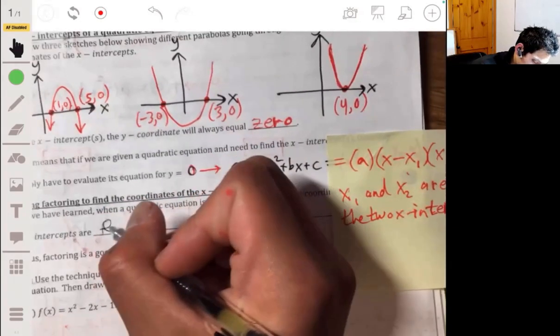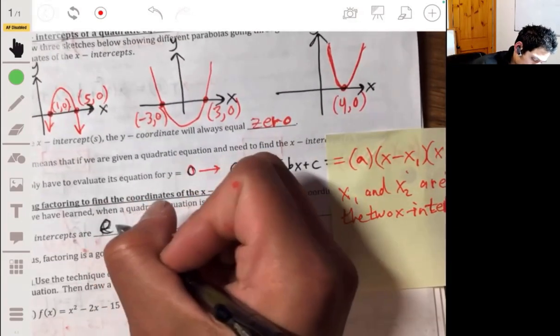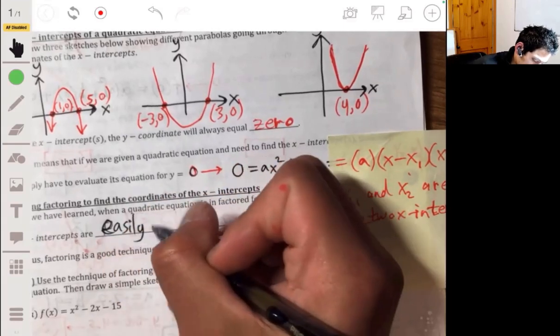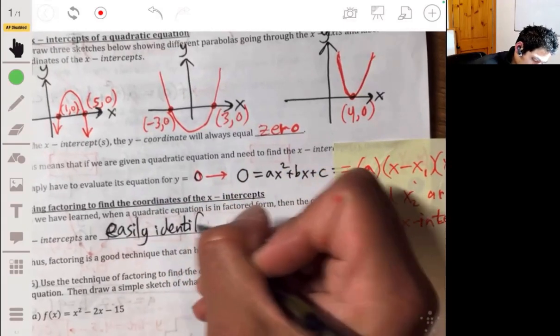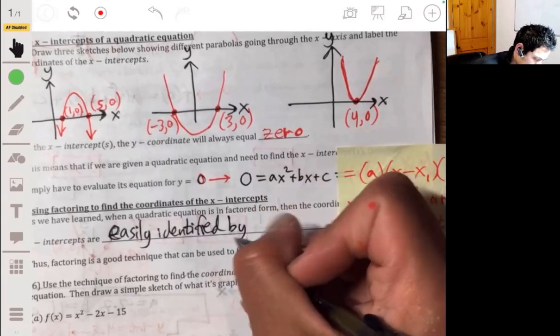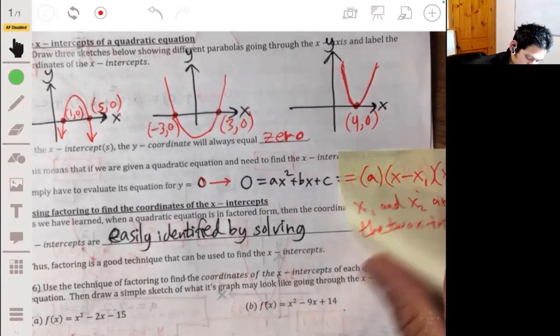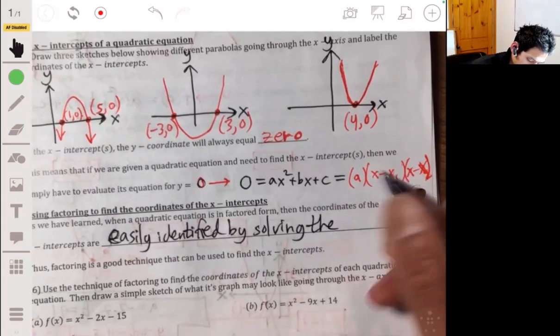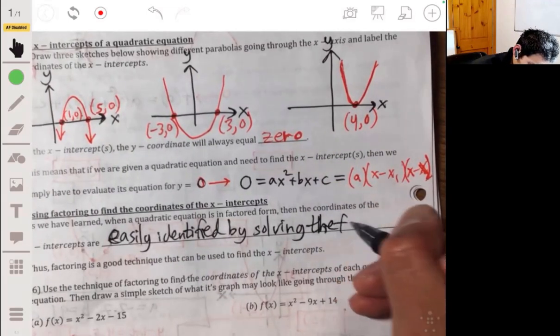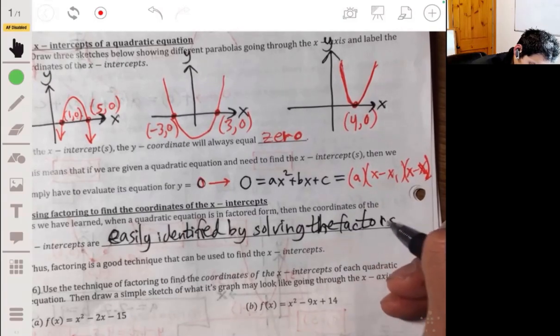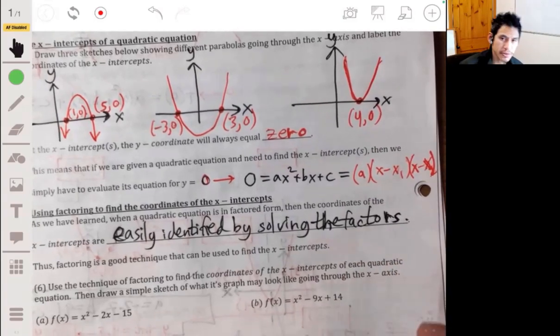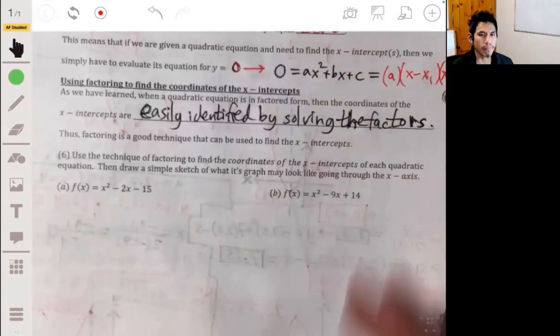So the x-intercepts are easily identified by solving the factors. So what does that mean? Well, I will show you in this next problem here.